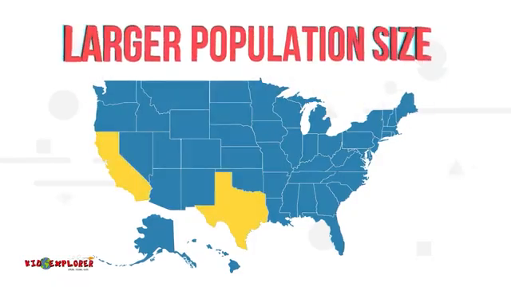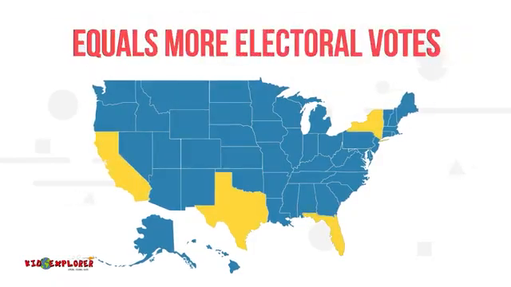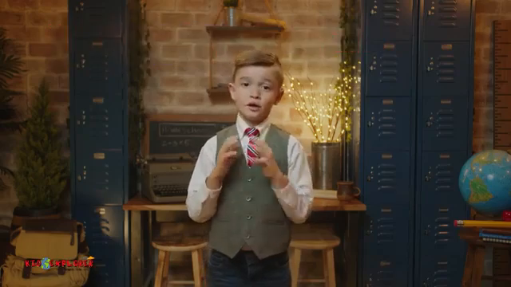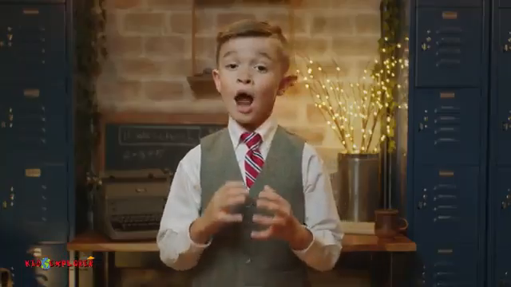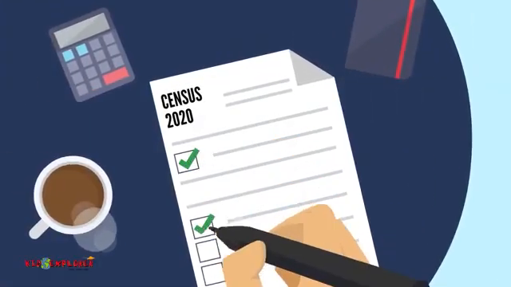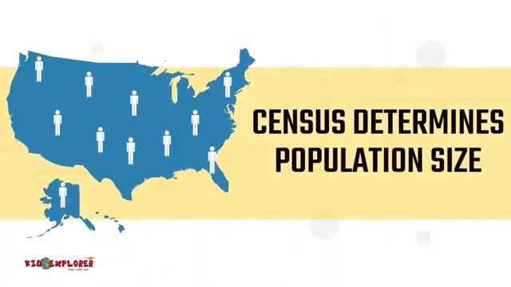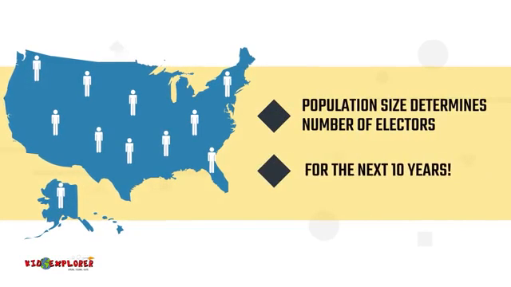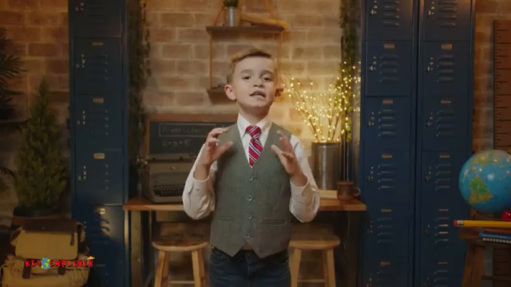That's why California, Texas, New York, and Florida have so many electors. Because there's so many more people who live in those states. So they have more House representative members. Every 10 years, the U.S. does a census, which determines how many people live in each state. It also determines the number of electors that state will get for the next 10 years. So filling out your census is important.